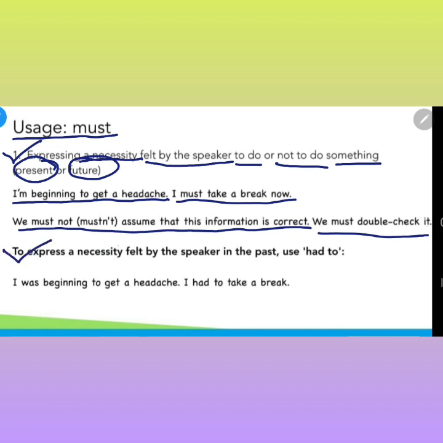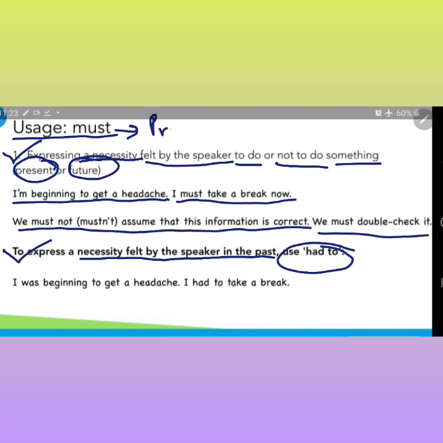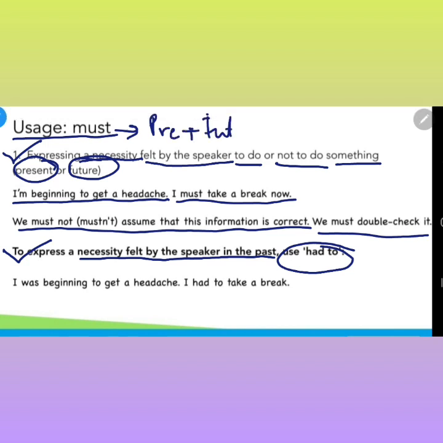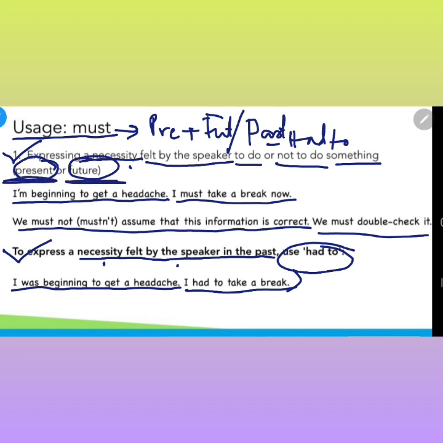To express a necessity felt by the speaker in the past, what do we use? We use had to. So must is for present and future, and for past we use had to. I was beginning to get a headache. I had to take a break. So must is expressing necessity felt by the speaker in present or future, and expressing necessity felt by the speaker in the past is had to.